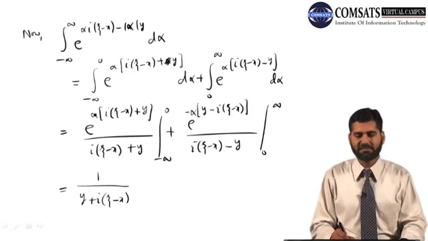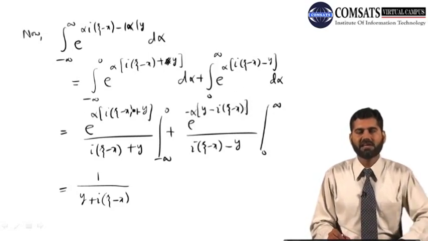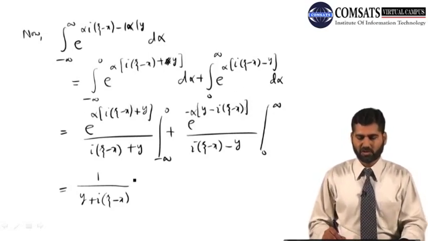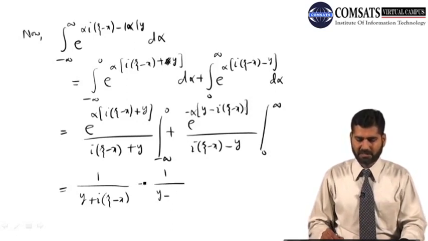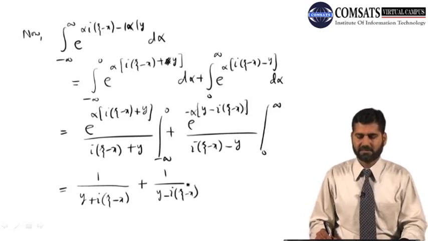When you put minus infinity, e to the minus infinity will give you 0. So no contribution from there. Plus when you put infinity, e to the minus infinity will give you 0, and then minus 0 will give you minus 1 over y minus, you can put plus here, iota xi minus x. This is what you will get.